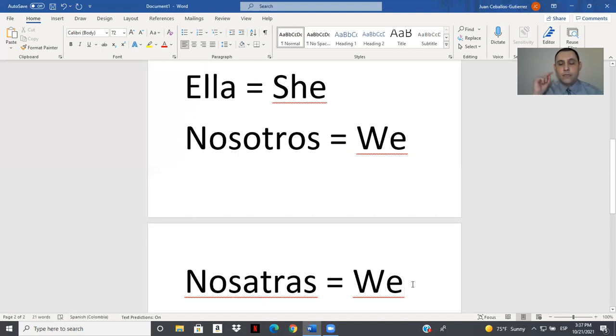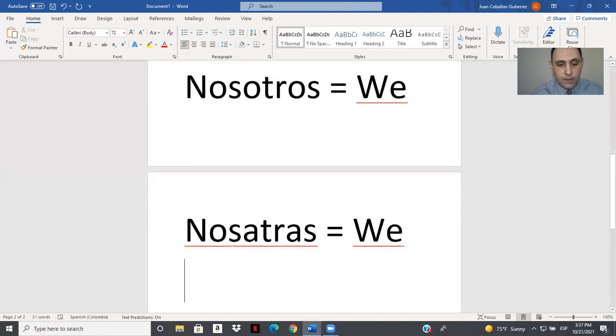So what is the difference between nosotros and nosotras? Nosotros is used for all males. If I include myself and other males, I will say nosotros. If I include myself and other women, I will still say nosotros. If I am a woman and there are other men with me, I will still say nosotros. So nosotros is a combination of men and women or just men. Now nosotras is just women. That's all. Now we have ustedes.